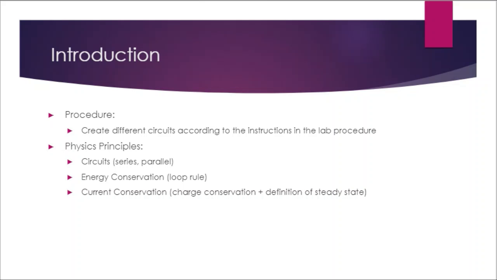Introduction. The procedure for this lab is to use an online circuit construction kit to construct several different types of circuits, according to the instructions in the lab procedure. The main physics principles applied were circuits, series, parallel, including use of ammeters, capacitors, voltmeters, resistors, just lots of different types of circuitry, the energy conservation loop rule, and the current conservation rule, which includes charge conservation, the definition of steady state, which is the node rule.